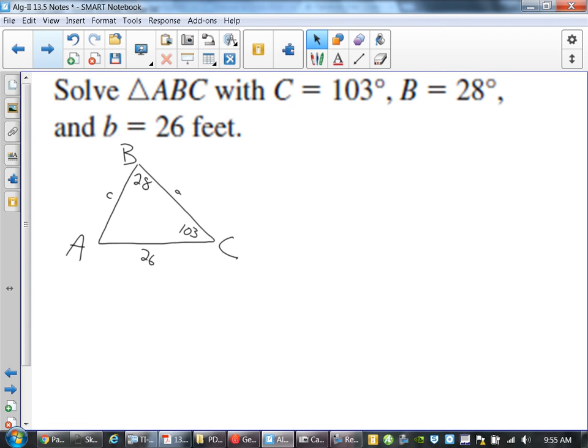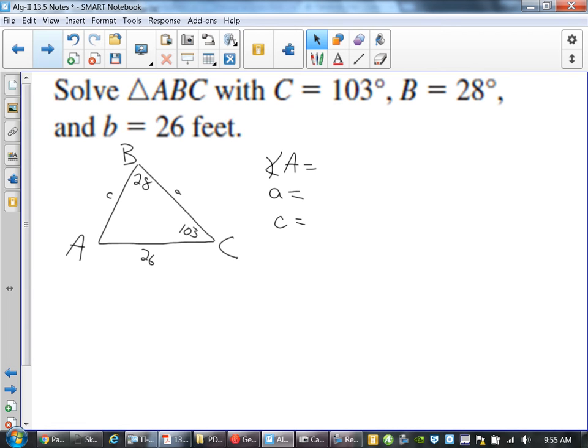Now, when I look at this, I have 3 parts to the triangle, which means there are how many parts yet to find? 3 of them. So what I always like to do is write down what I have to find. I have to find angle A, I gotta find little a, and I gotta find little c. That way I make sure I get all 3 of them. It's a nice trick, kind of like creating your own little checklist of things to do.